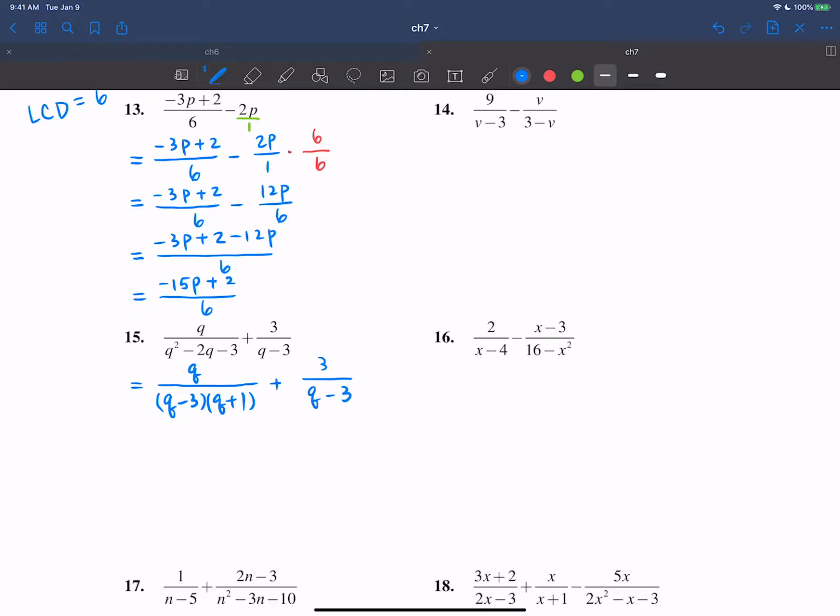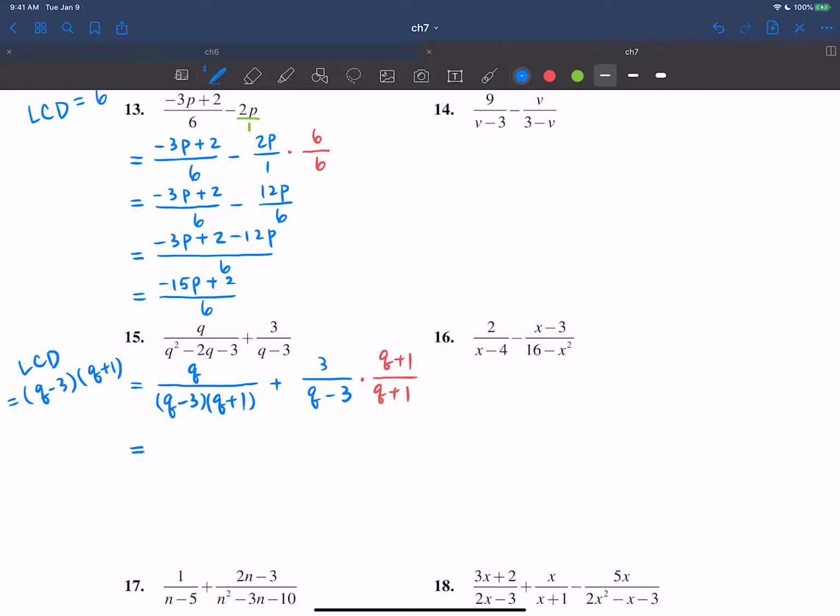And now we're going to determine the LCD. List all different factors. You have q minus 3, you have q plus 1, and then raise to the highest frequency. For each of them, they appear at most once. Therefore, that's the LCD. And apparently, the second rational expression is missing q plus 1 as a factor. So I'm going to multiply both the top and the bottom by q plus 1.